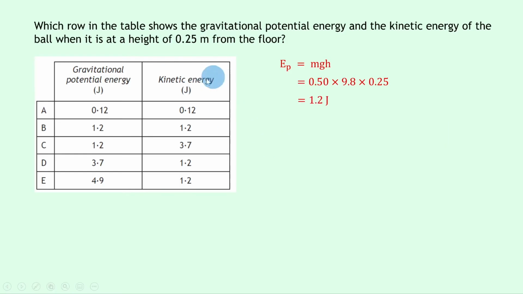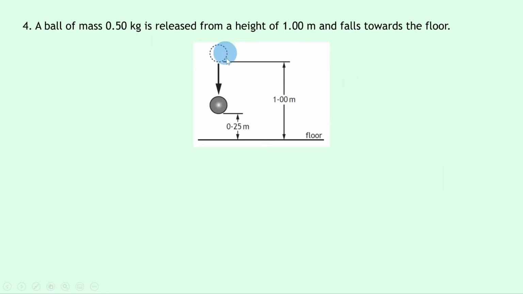However, to find the kinetic energy, we need to use conservation of energy here, because if we look back at the picture, remember we're saying that the ball falls from a height of 1 meter and it's now at a height of 0.25 meters. So the ball itself has actually fallen through a distance of 1 minus 0.25 meters, or in other words, 0.75 meters.